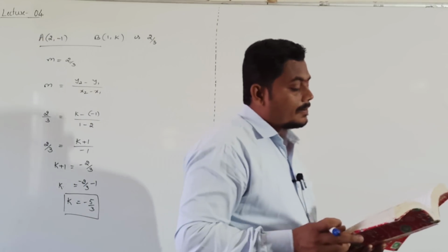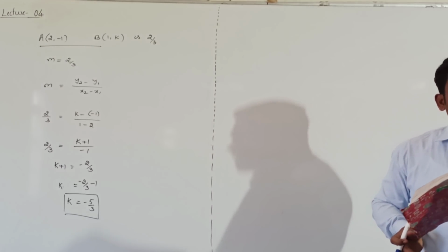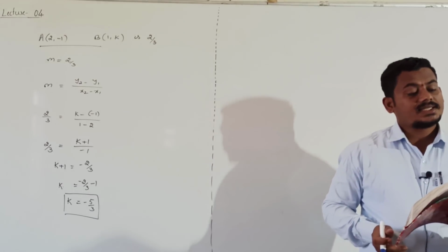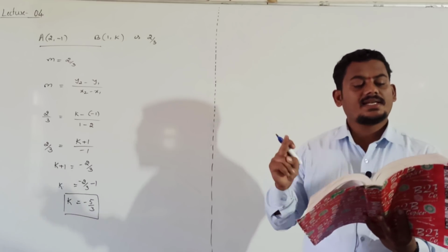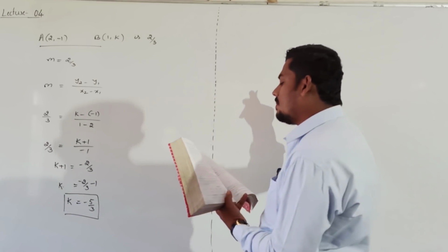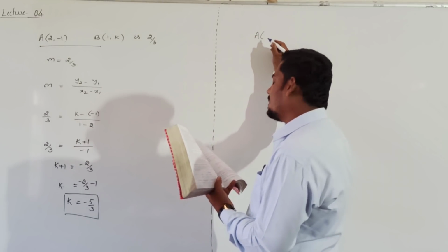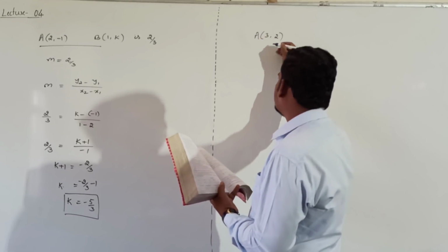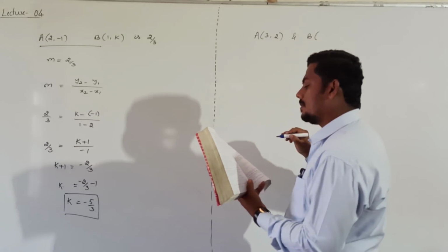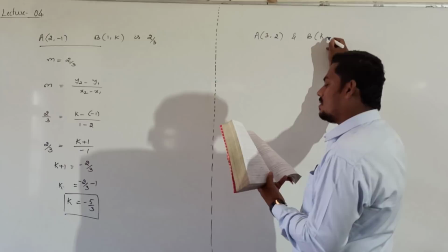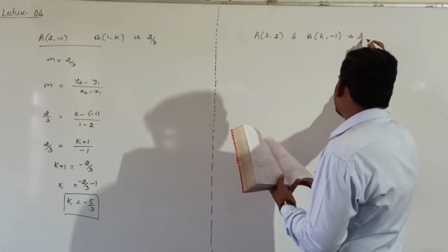Find the value of k. Next problem. Find the value of k so that the slope of the line joining A of 3 comma 2 and capital B of k comma minus 1 is 3 divided by 5.